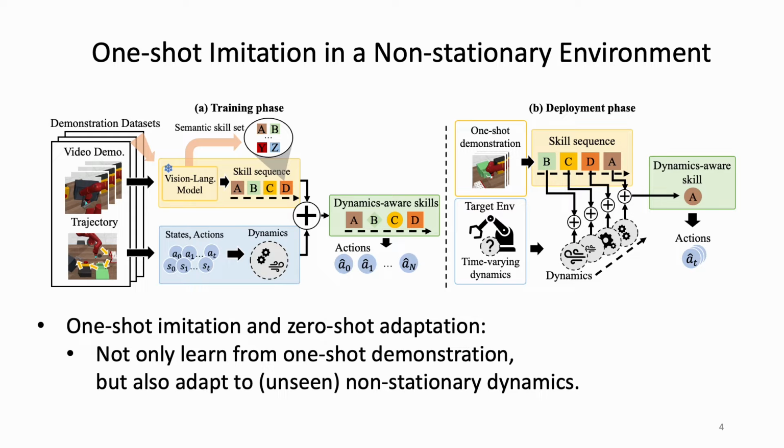The goal of this study is to train an agent capable of performing one-shot imitation in a non-stationary environment, which we've termed one-shot imitation and zero-shot adaptation. Therefore, the agent is expected not only to learn from a one-shot demonstration, but also to adapt to unseen non-stationary dynamics.